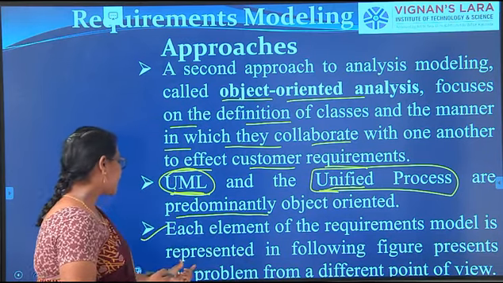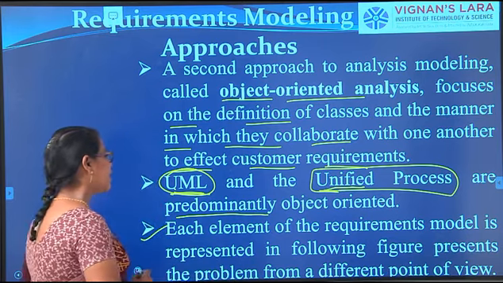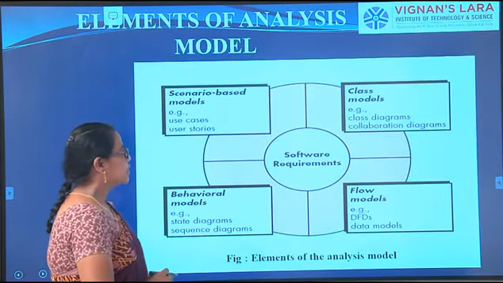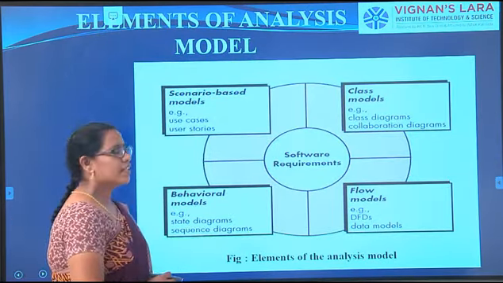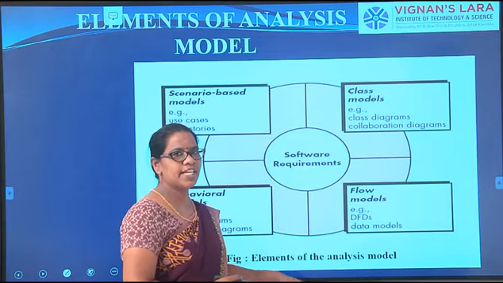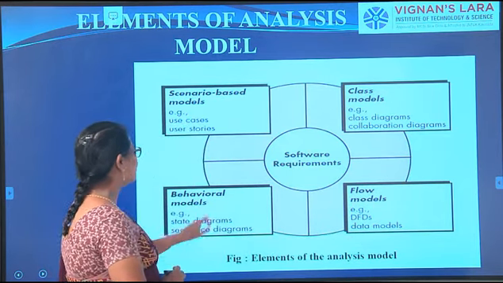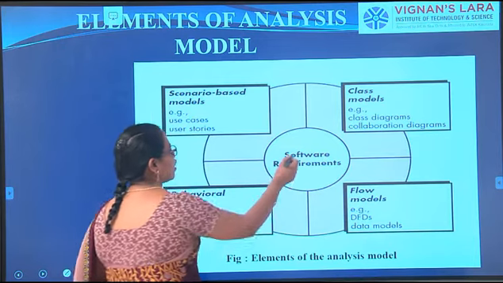represents the problem from a different point of view. So what are the elements we have to use in the requirement models? This is one diagrammatic way. This diagram is about the elements of the analysis model. So what are the elements? Here we have the different elements. This is the software requirements.